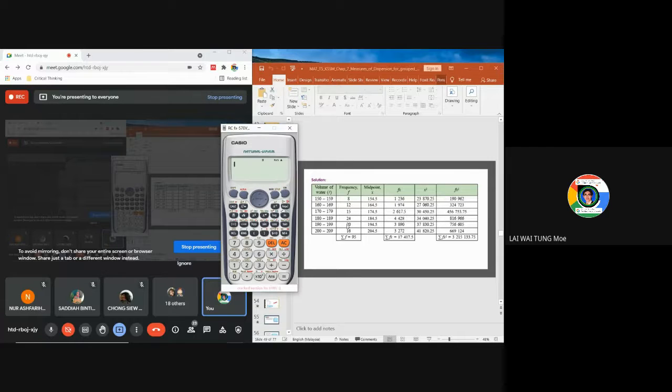If not, the calculator still memorizes these numbers. So when you want to get this one, you will get it wrong. So be sure to delete the memory for fx first before you want to calculate the sum of this fx squared. Okay? All right.